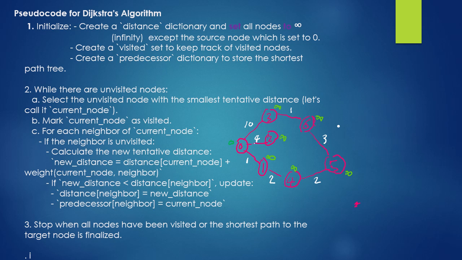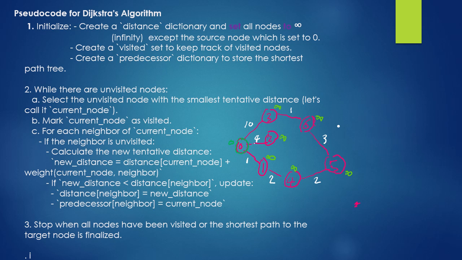To start, select unvisited nodes. Whenever I visit a node, I will circle it green. Select the unvisited node with the smallest tentative distance. That obviously is 0, so I will select this one. Then mark it as the current node, as visited. So node 0 is being visited.